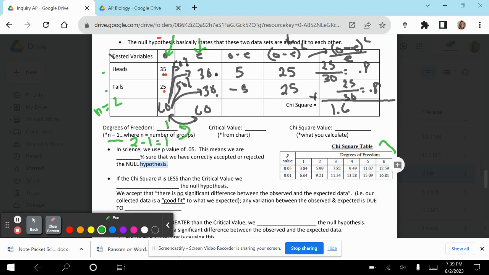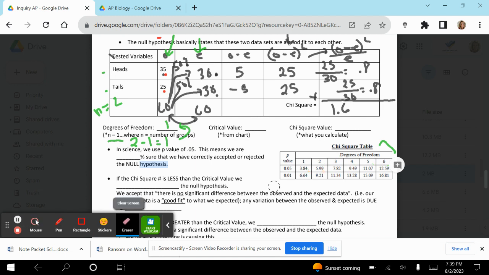In our chart, these numbers that you see here, like 1, 2, 3, are the different degrees of freedom. So if I ask you to indicate the degree of freedom, you're going to say 1, 2, 3, 4, 5. You're not going to say like 3.84 or 5.99. Those are not degrees of freedom.